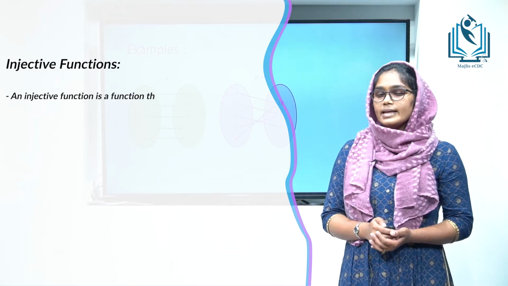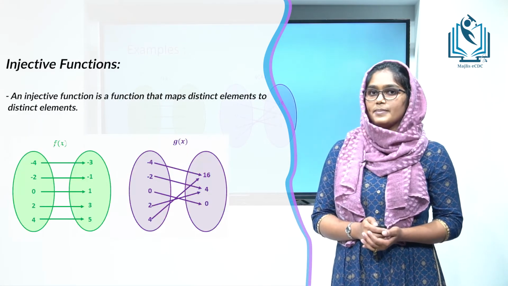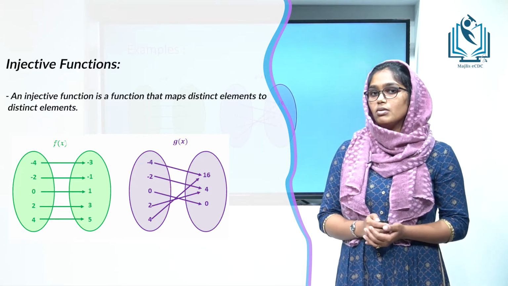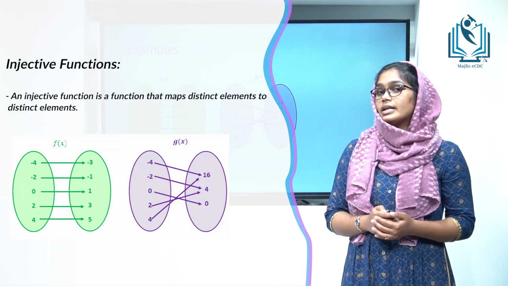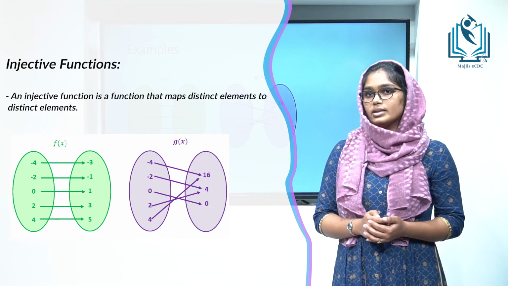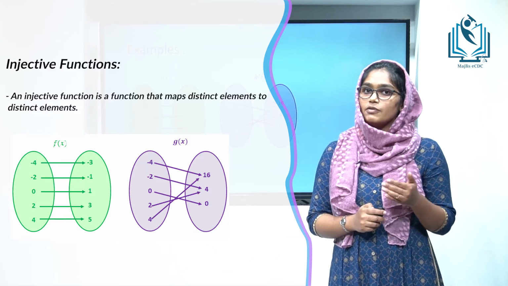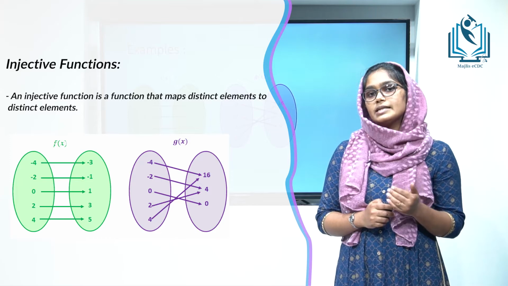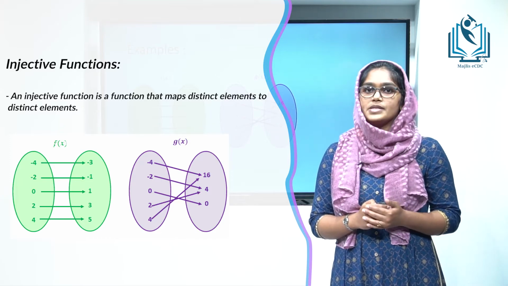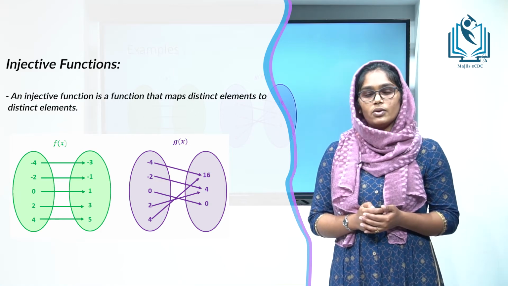Here in the second example, minus 4 maps to 16, minus 2 maps to 4, 0 maps to 0, 2 maps to 4, 4 maps to 16. Here we can write f of x as x square, that is minus 4 maps to 16, that is minus 4 maps to minus 4 square. So x maps to x square and minus 2 maps to 4, that is minus 2 maps to minus 2 square, 0 maps to 0, that is 0 maps to 0 square, etc.